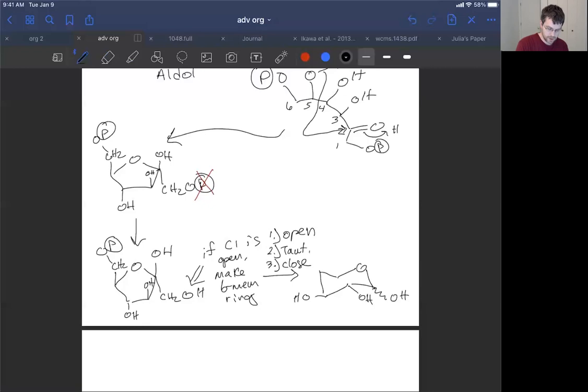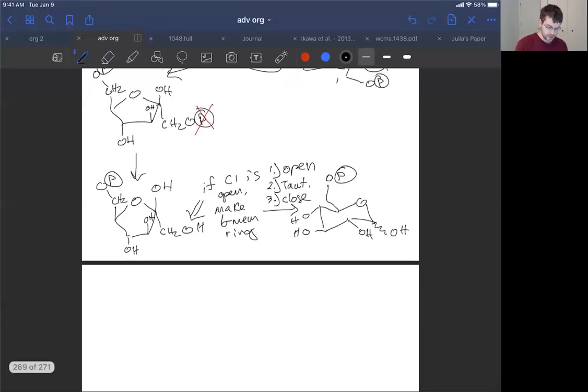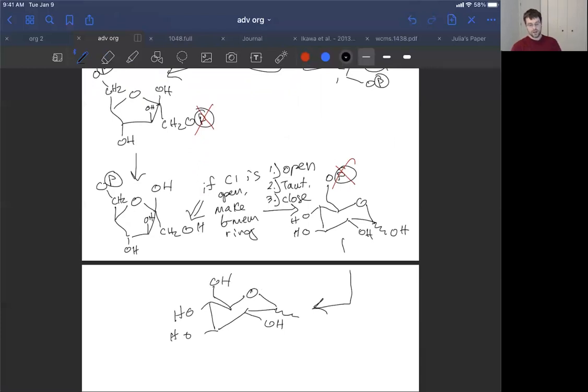Equatorial, equatorial, equatorial, CH2OP. We have to get rid of that phosphate. So lose the phosphate to get to the structure that's a 6-membered ring. Holy cow. The people that say this isn't a real class. We just did the biosynthesis of glucose.